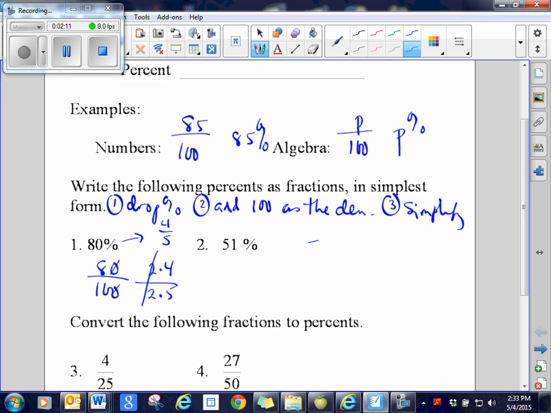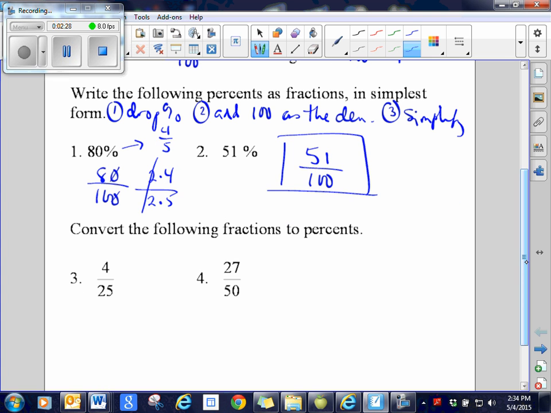51%, drop the percent sign. There it is, 51, no percent sign. Put it over 100. Ask yourself, can you simplify? You cannot. 51 and 100 they're relatively prime. They have no common factors.